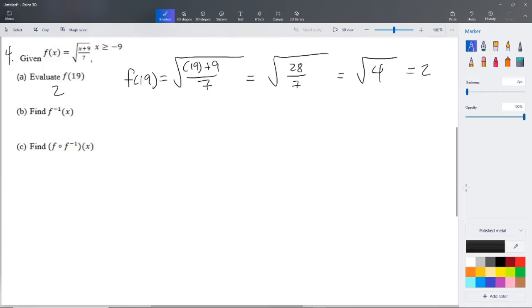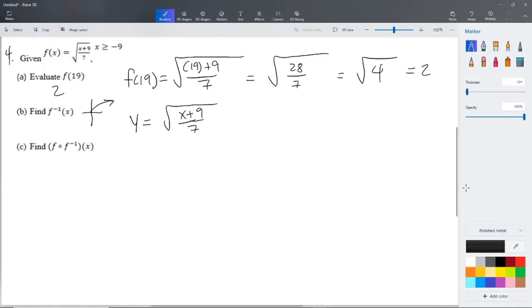For part B, the inverse. Just like number 3, we did the inverse. Remember, the inverse starts out as y equals. So we're going to say y equals the square root of (x plus 9) over 7. And of course, we want to make sure that this is indeed a one-to-one function and thus has an inverse. And the square root function, if you remember, is the Karate Kid. It looks something like this, and so that would pass both of our tests.